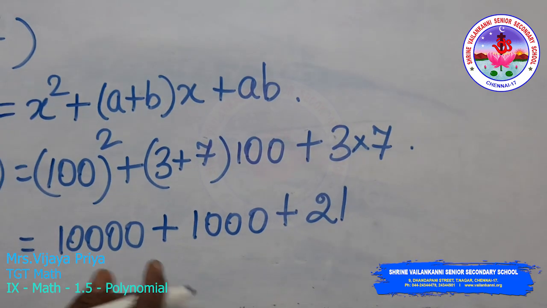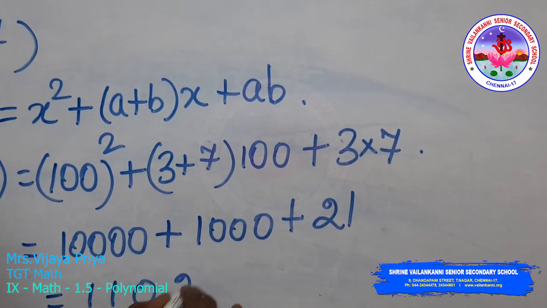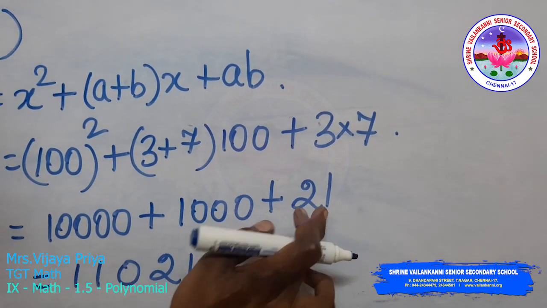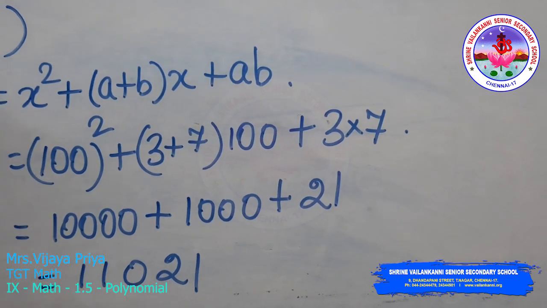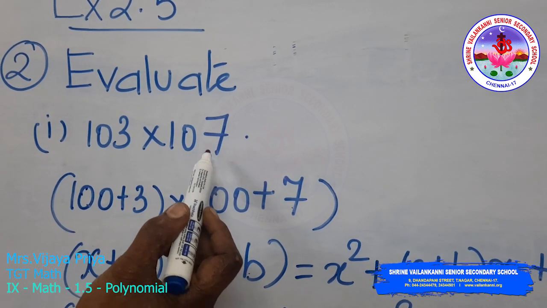Adding everything, I will get the value as 11,021. I am adding 10,000 + 1000 + 21. I will get 11,021 for my product 103 into 107 using the algebraic identity.